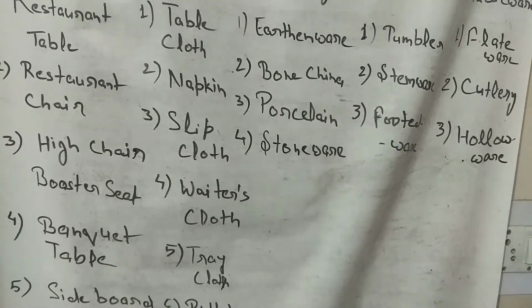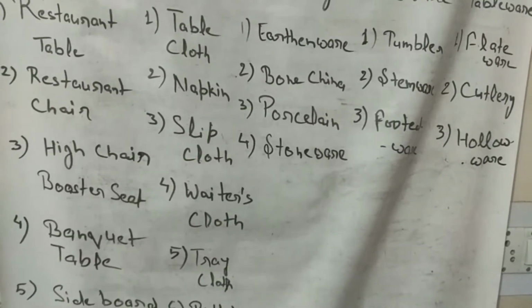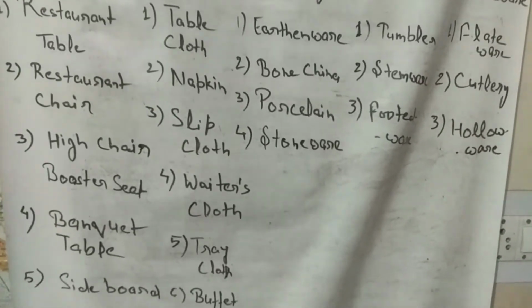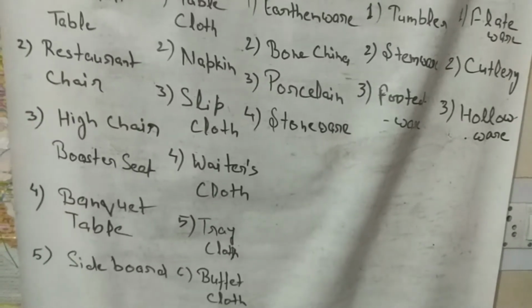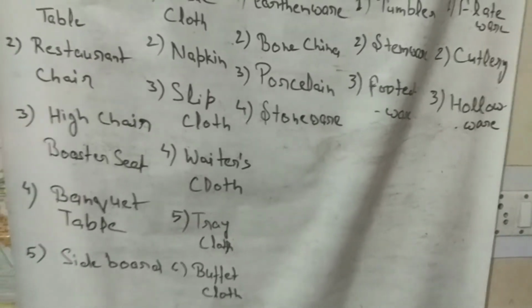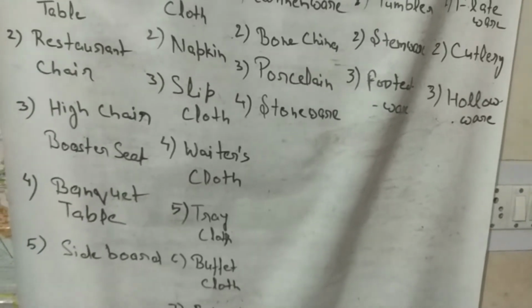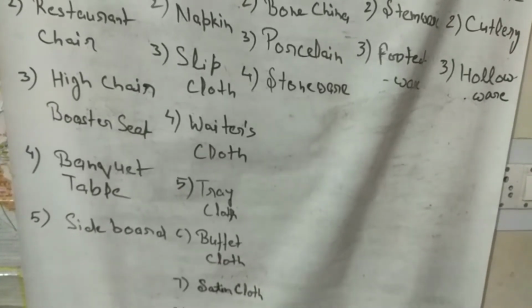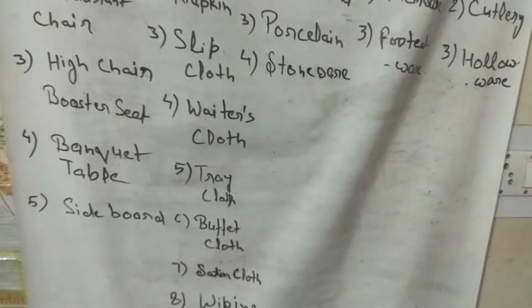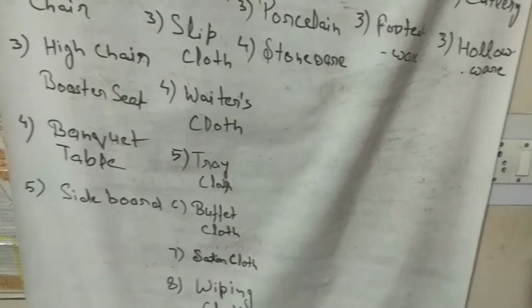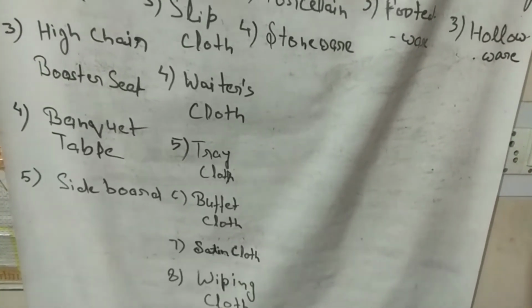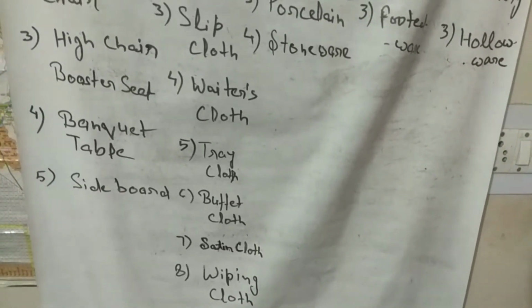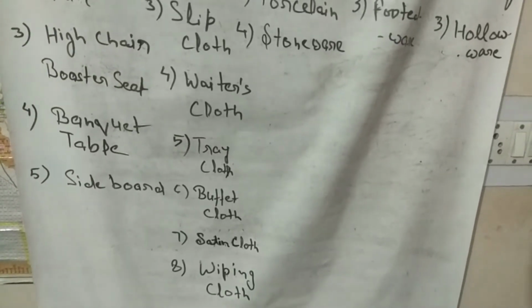What is slip cloth? Slip cloth is a type of cloth that is for covering the soiled linen during operations. And next one is waiter's cloth. It is used by the waiters extensively during service. And next is tray cloth for covering the tray during service. And next one is buffet cloth. Food service operators use buffet cloths of various sizes to cover the buffet table.